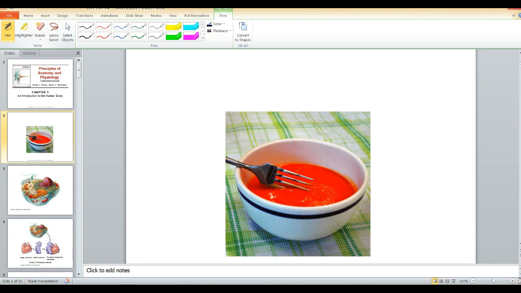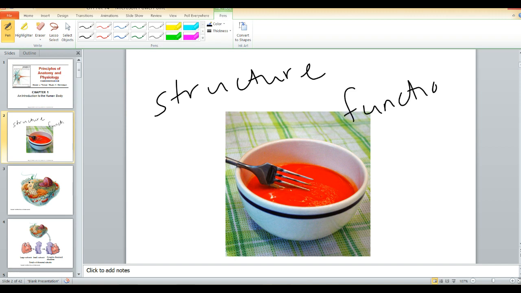Anatomy is the study of structure. Physiology is going to be the study of function. Both of these are very closely related, as structure will help us determine function, and function can tell us what the characteristics are of a tissue or a cell.